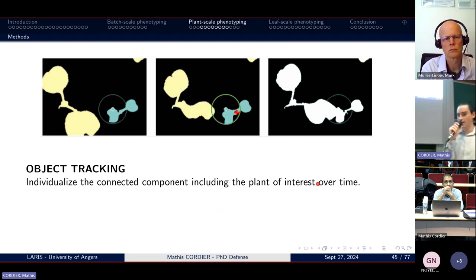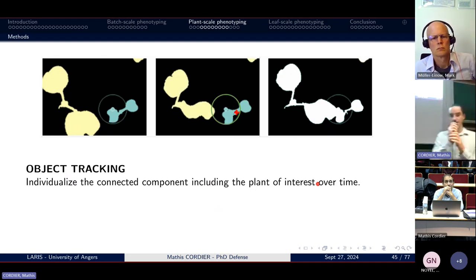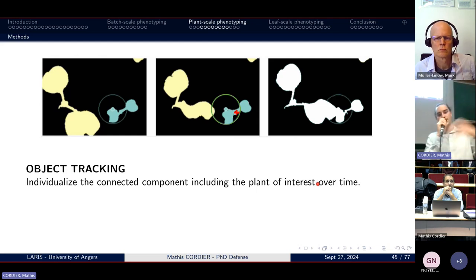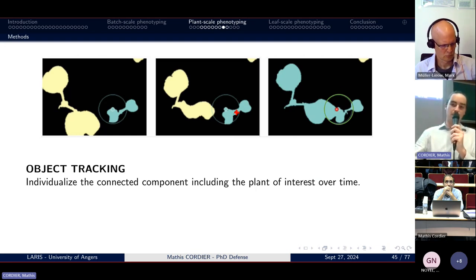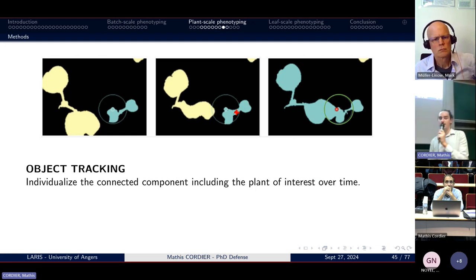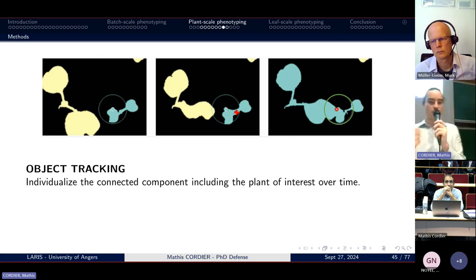In the second case here, we have several objects in the research area. In this case, we will use the location of the plant tracks on the previous frames to be able to select the connected components that will be added to the tracking. And in the last case here, it is quite similar to the first case because we only have one connected component in the research area. But in this case, we have overlapping between two plants, and the connected component includes two different plants. So we need to be able to detect when we have such overlap.